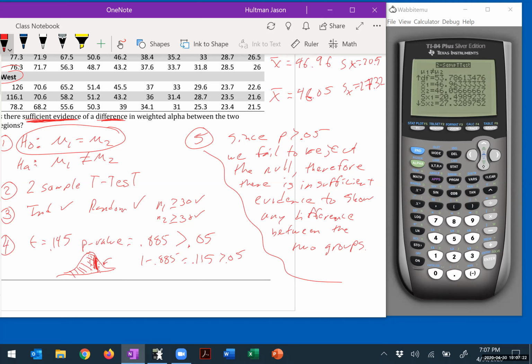And what was N1? N1 was 30, and N2 was the same, N is equal to 30. So the same number of items in the groups, extremely similar means. You can't get much closer than that. Even pretty similar standard deviations. So the two groups behave very similarly, which is why we got such a high p-value.